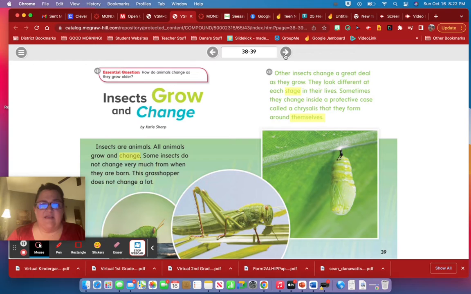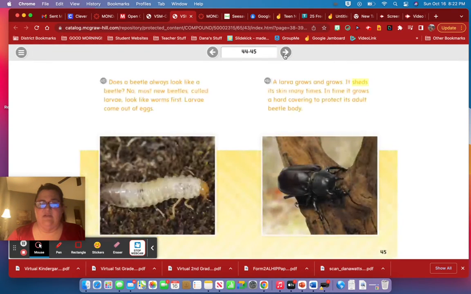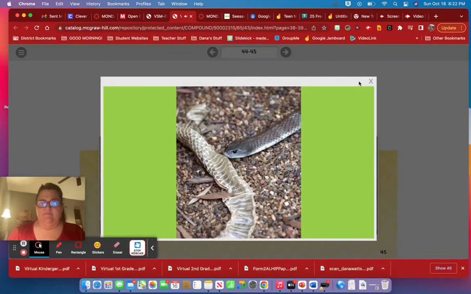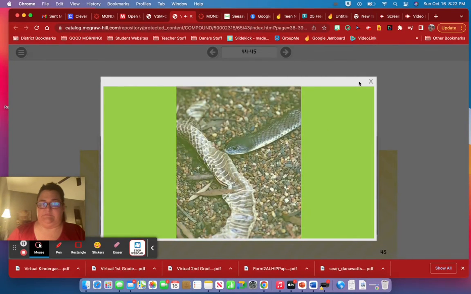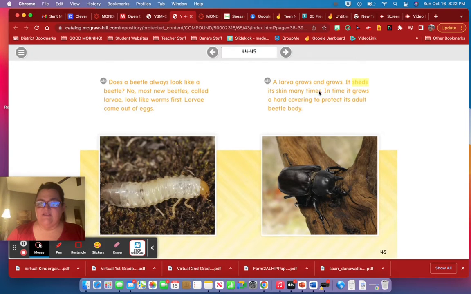And then I think the last one is shed, and it's right here. Shed. To lose or get rid of leaves, skin, or fur naturally. A snake can shed its skin. Shed. On this page, it says a larva grows and grows. It sheds its skin many times. So it's talking about a beetle and how it sheds its skin as it goes through its life cycle.